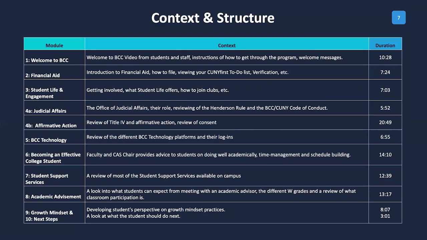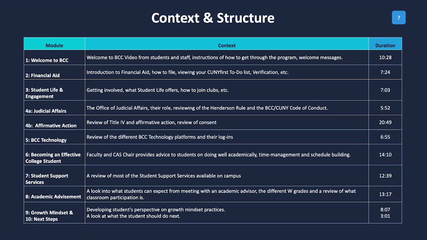We know students have options, so thanking them is a small snippet of some of the things that we do within orientation that makes them feel welcomed, hopefully. And then we close with growth mindset and next steps.